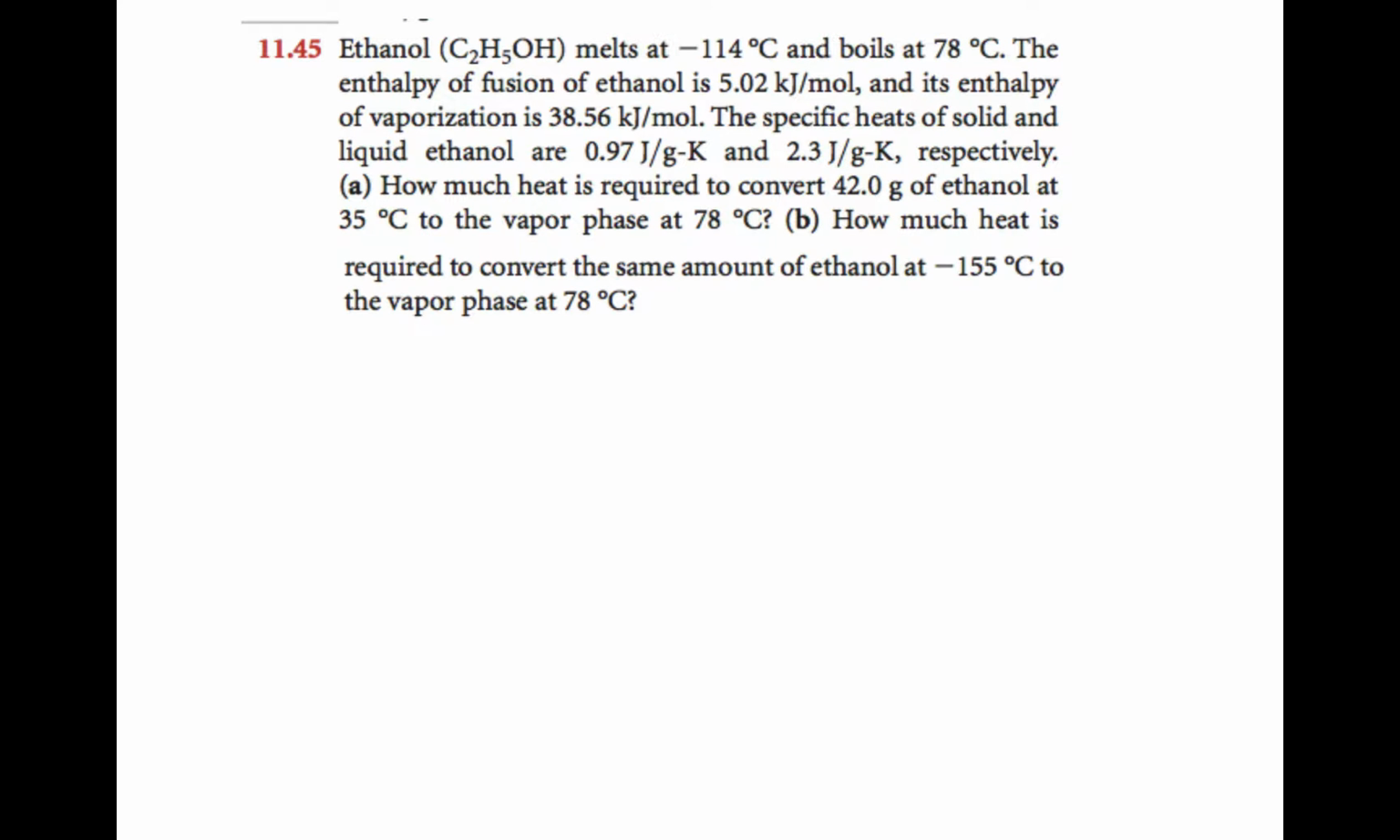All right, ethanol melts at negative 114 degrees Celsius and boils at 78 degrees Celsius. The enthalpy of fusion of ethanol is 5.02 kilojoules per mole. Its enthalpy of vaporization is 38.56 kilojoules per mole. The specific heats of ethanol are 0.97 joules per gram per Kelvin and 2.3 joules per gram per Kelvin for being in the liquid phase versus the solid phase. Okay. So, how much heat is required to convert 42 grams of ethanol at 35 degrees Celsius to the vapor phase at 78 degrees Celsius?